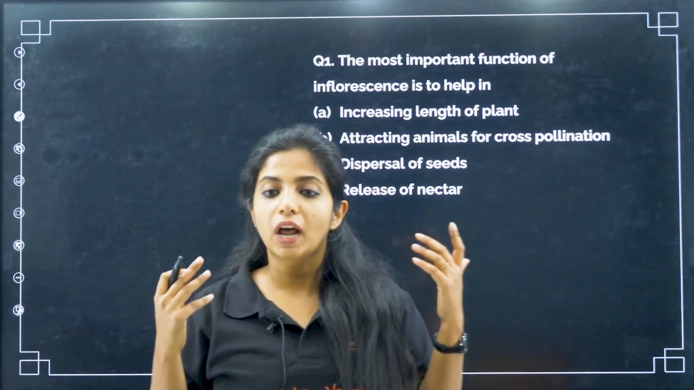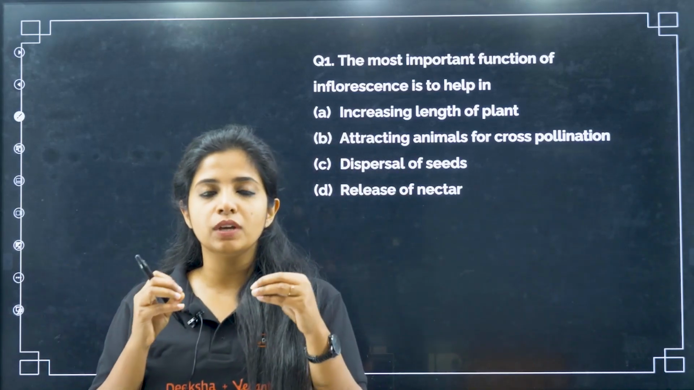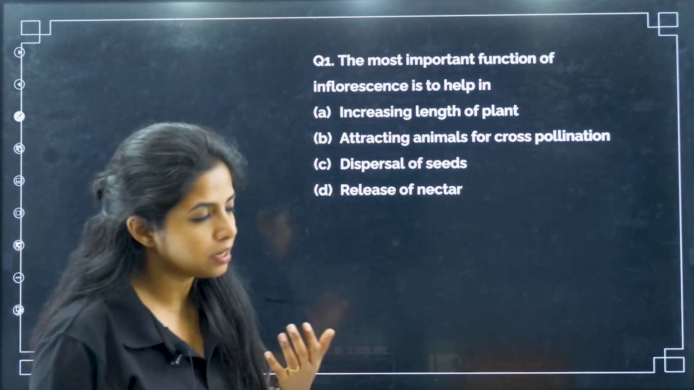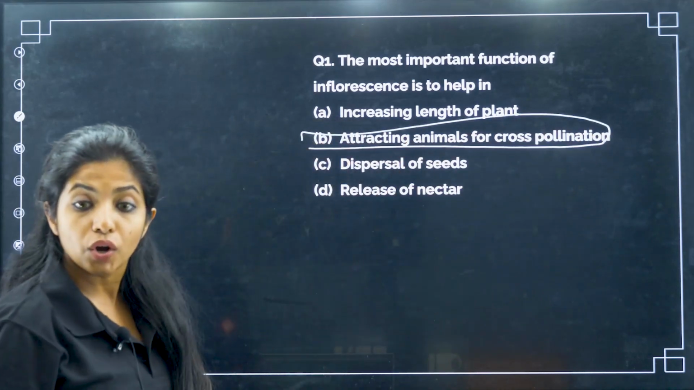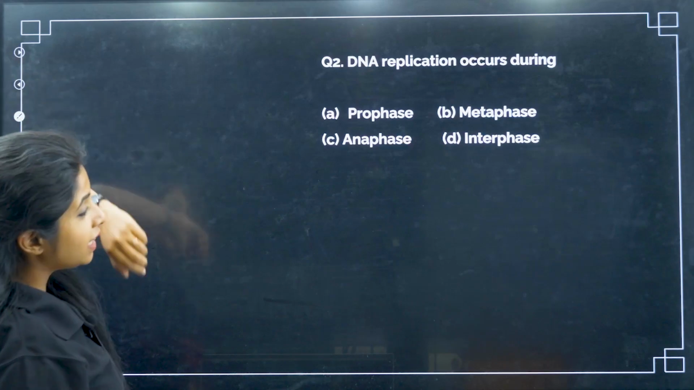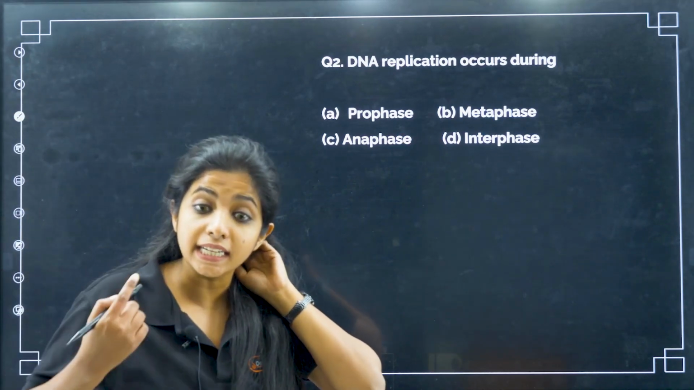Similarly, in the case of flowers, they cannot call out to anyone. So basically they have to be big, they have to be pretty, to attract animals for cross-pollination, my dear children. So the most important function of inflorescence is to attract animals for cross-pollination to happen. Next, DNA replication occurs during prophase, metaphase, anaphase, or interphase.